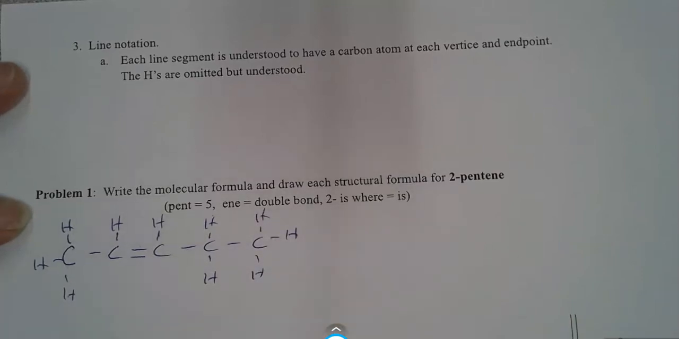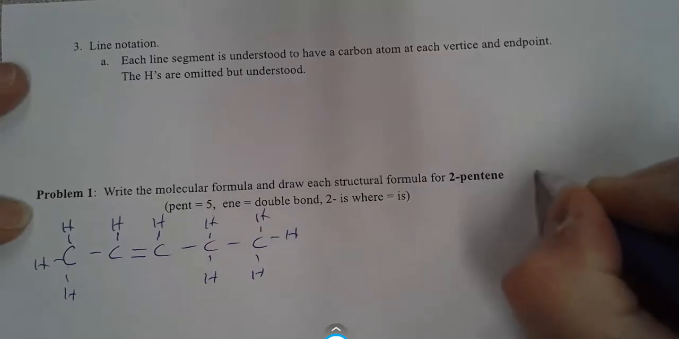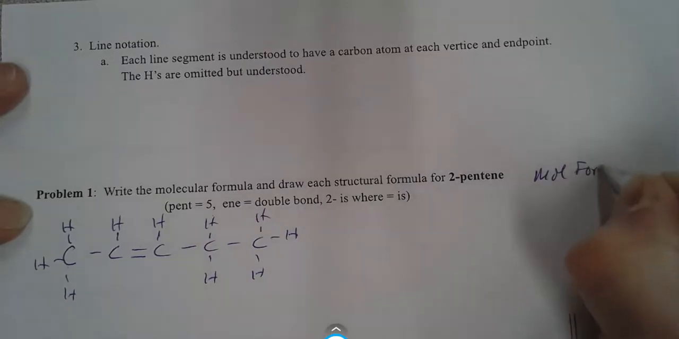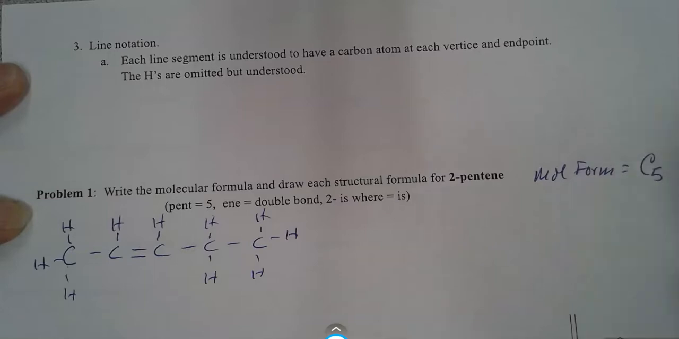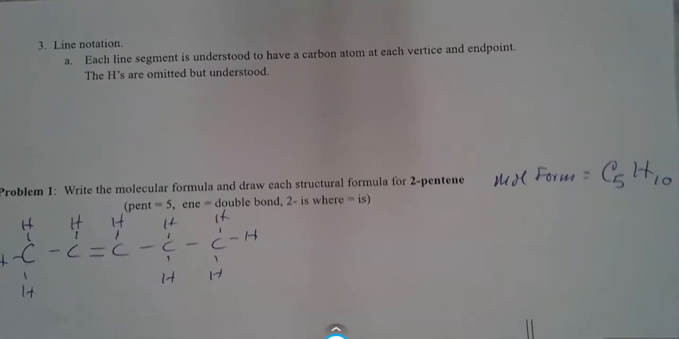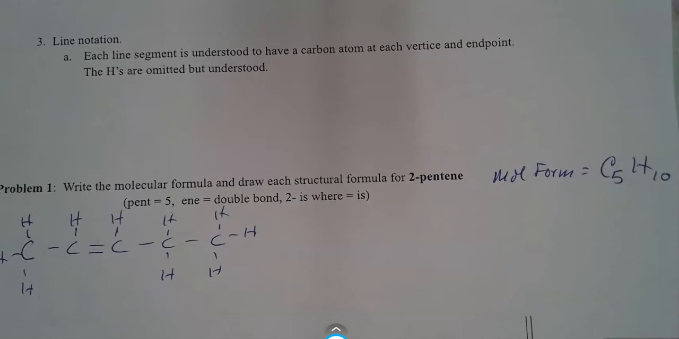Okay. So what's my formula? I have 5 carbons, so my molecular formula is C5. Now let's count the hydrogens. 1, 2, 3, 4, 5, 6, 7, 8, 9, 10. H10. All right, so that's my molecular formula. So now what? I need an abbreviated formula.